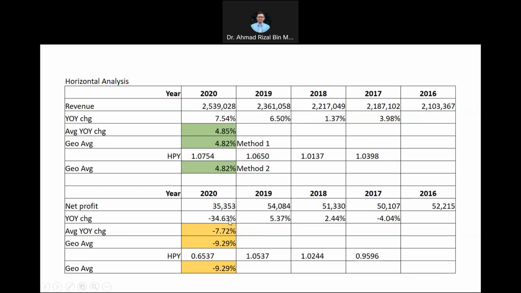So in financial forensic or forensic accounting, you can call it either way, we would take note on this, and we would like to investigate further what really happened in 2020. So applying the similar method of calculating the arithmetic average and also the geometric average, you will get on average over the 5-year period net profit decreased by 7.72%, and geometric average declined by 9.29%.